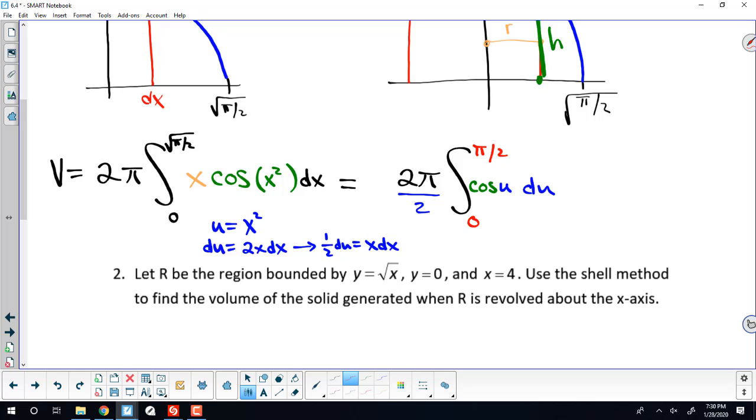All right, so we've run out of space. But we've got a pi out front. We've got the antiderivative turns into sine evaluated from 0 to pi over 2. Does anyone have any questions on this? What's the answer on that one? The answer is pi.